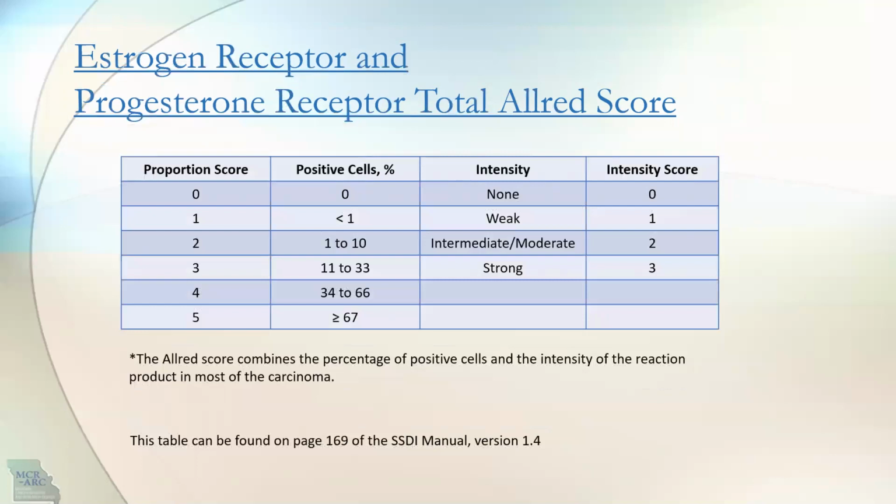Another example: the patient's tumor is ER/PR negative for hormone receptors. Percent positive is coded as 000. Intensity score is none. Based on the table, the proportion score is 0 for 0%. None has an intensity score of 0. So your Allred score is 0. 0 plus 0 equals 0.